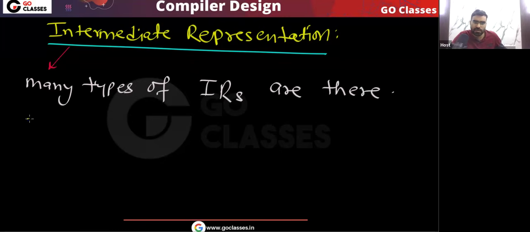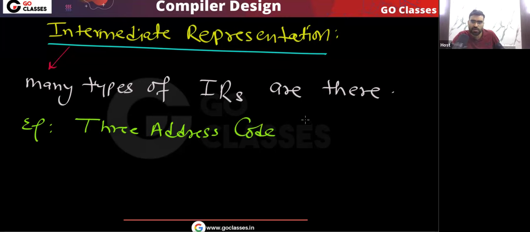Okay, let me tell you some examples. Very popular is 3 address code, in short we call it TAC. This is a very popular intermediate representation. Another intermediate representation is SSA, single static assignment.